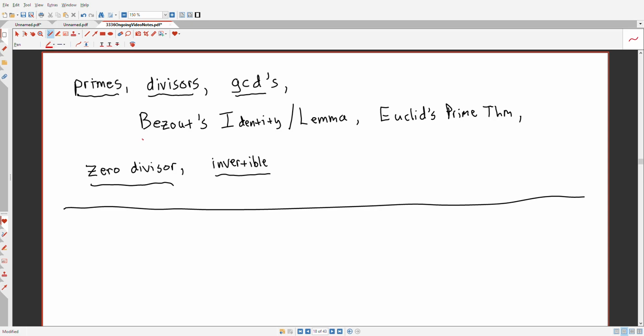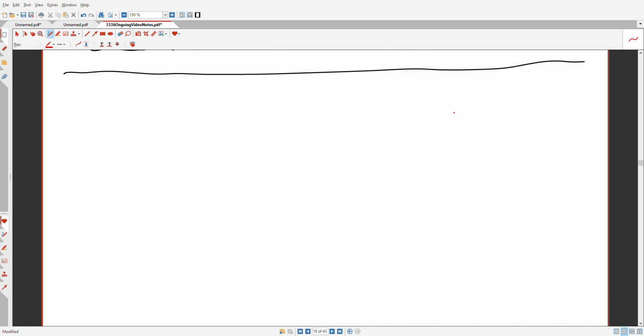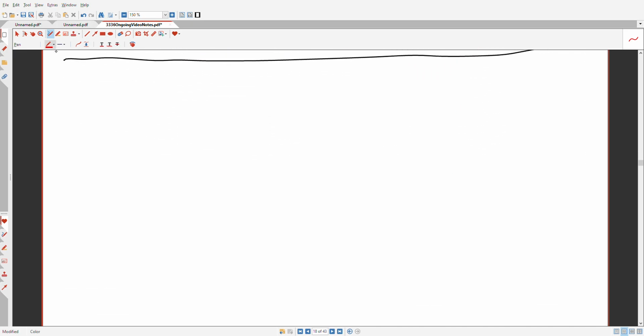Some of the results we'll see along the way are these results I have written in between here. An interesting fact, sometimes called Bezout's identity or Bezout's lemma. And then we'll also have an occasion to see Euclid's theorem about prime numbers. There's a couple other results we'll probably see along the way, but those are some highlighted ones I wanted to point out.